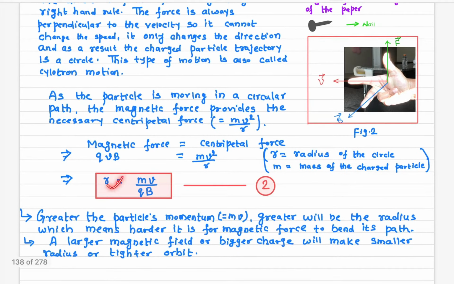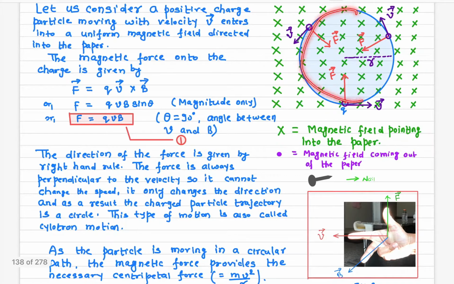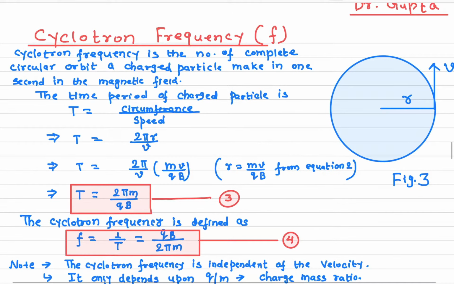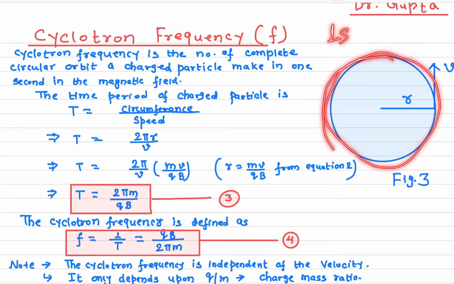So we found out the radius. Now let's find out how long it takes to make one complete orbit. And here I'll introduce a new term called the cyclotron frequency. What is the cyclotron frequency? The number of complete circular orbits the charged particle makes in 1 second is called the cyclotron frequency.